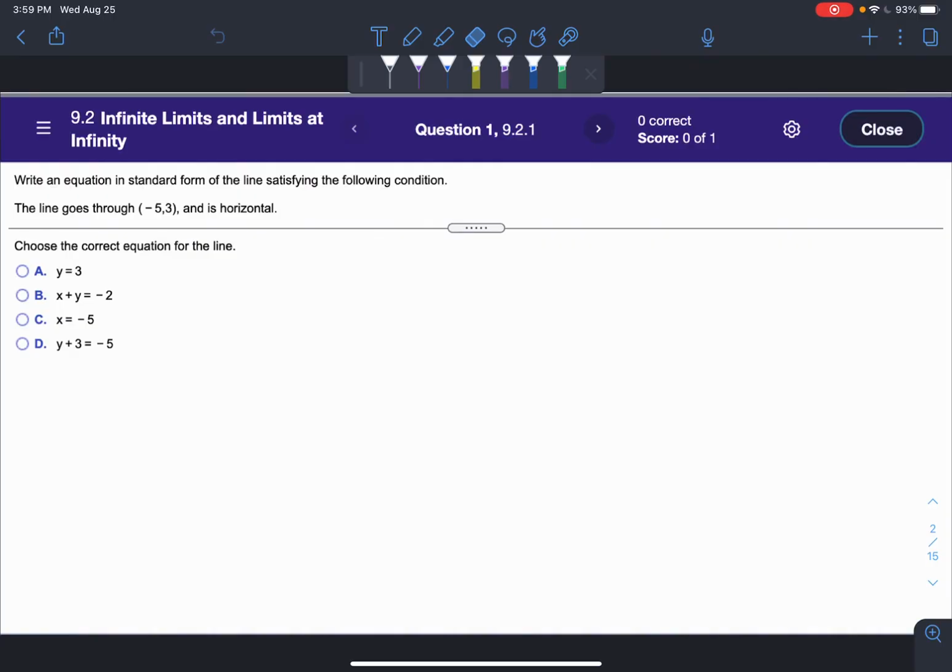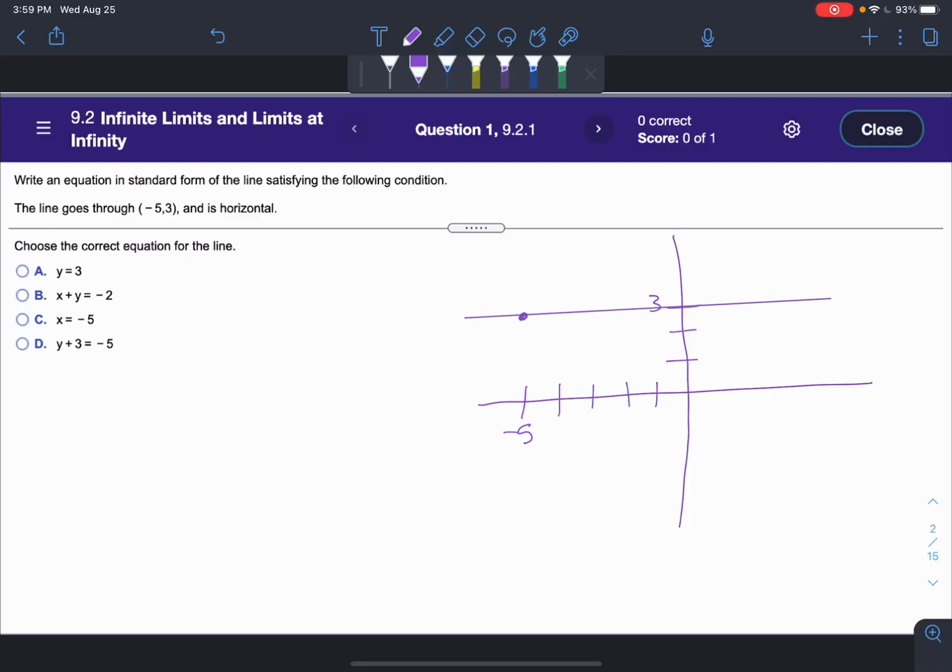Okay, so for this question, we want to write an equation for the line that goes through the point -5, 3, and it's horizontal. So let's first graph it to take a look at the point that we're given. -5 is our x value, and 3 is our y value. So I have this point right here. I want a horizontal line, which means that it goes left to right, and it has to go through this point. So my line may look like this.